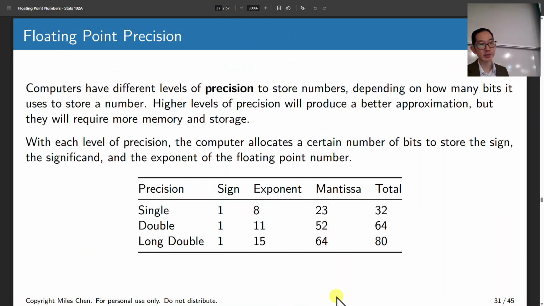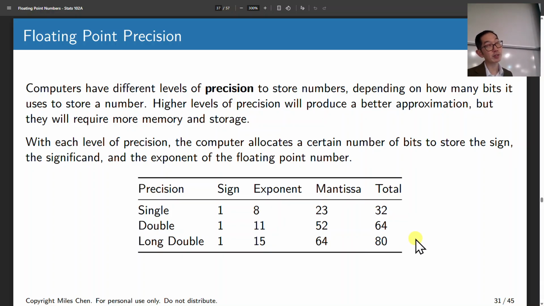6 3/8. On the computer, we can say, well, how many bits do you want to use to store the number? And there's a few different ways we can do it. Single precision floating point uses 32 bits. Double precision uses 64 bits. And there's also a long double mode, which uses 80 bits.